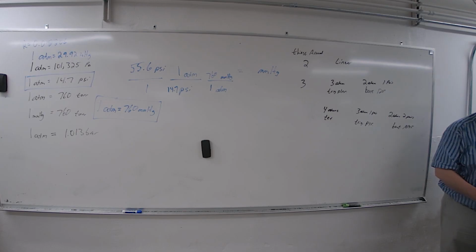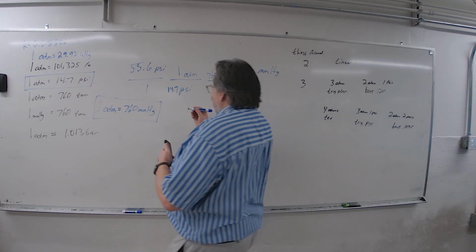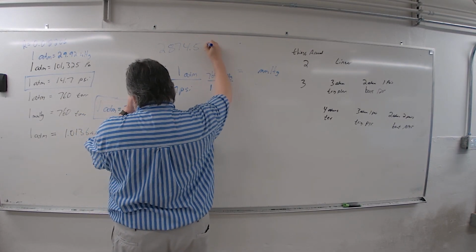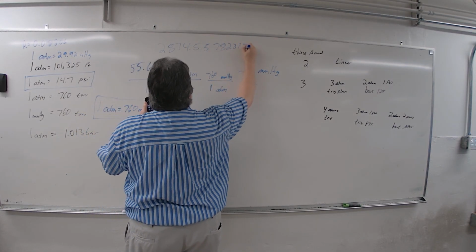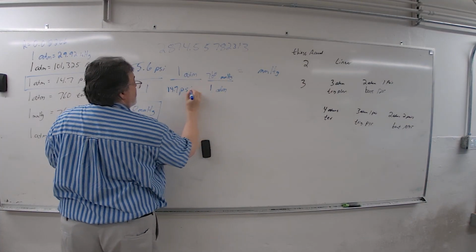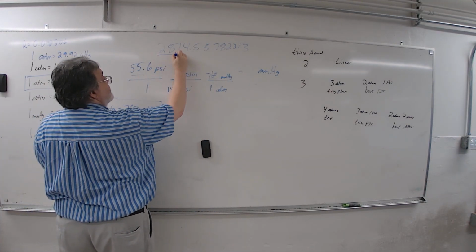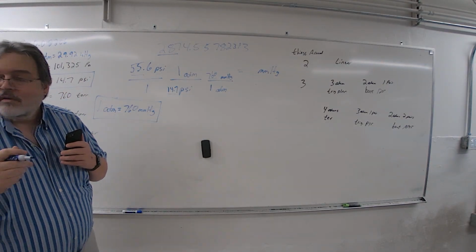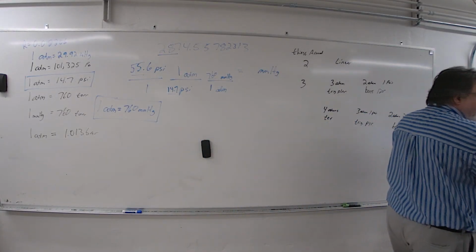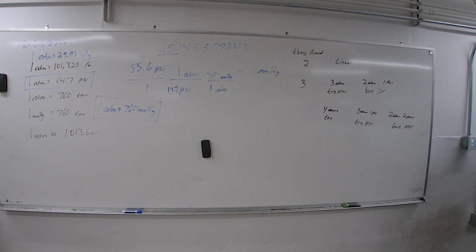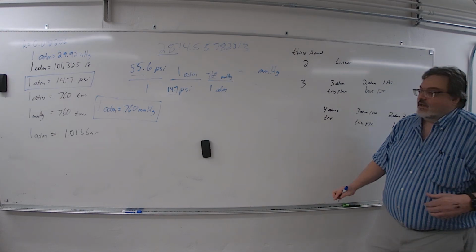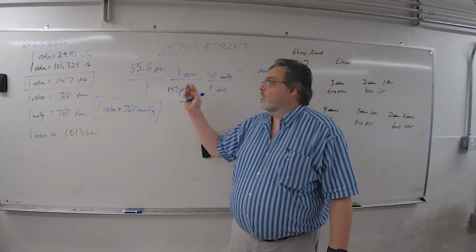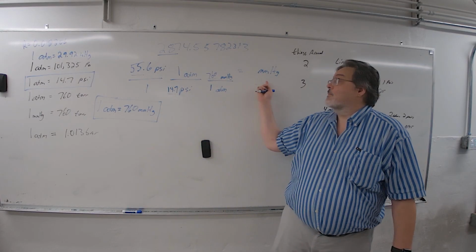Yeah, I've got 2874.5. So that's 3 significant figures, that's 3, and that's 3, so I'm keeping those 3. So the answer in there is 2870. So I ended up using 2 of these, and atmospheres cancel out. That way I was able to get from PSI all the way to millimeters of mercury.